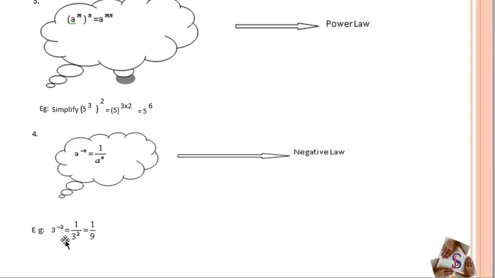So considering this example, 3 to the power minus 2 is 1 by 3 to the power of 2. 3 to the power 2 means 3 is being multiplied 2 times. So it's 3 into 3, that is 1 by 9.